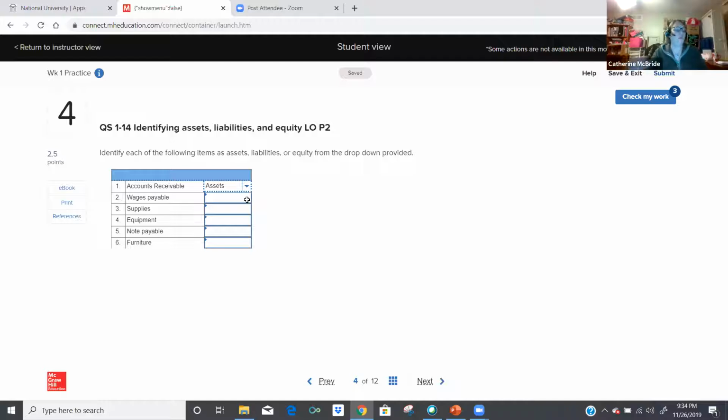Wages payable. So if it's a payable, it means I'm going to pay it out. These are wages that I owe somebody. I'm going to pay them later. Is that an asset, a liability, or equity? Michelle nailed it again. Wages payable. A payable is going to be a liability.